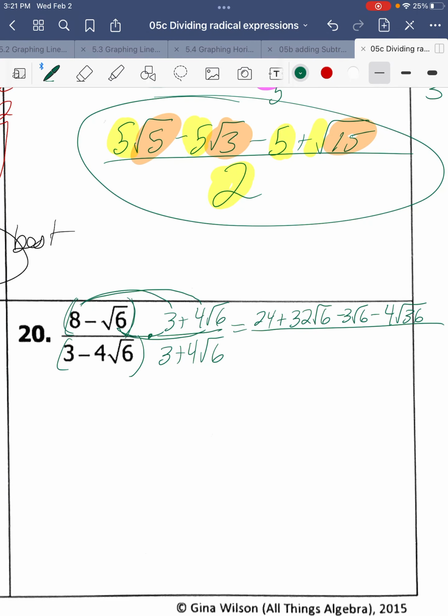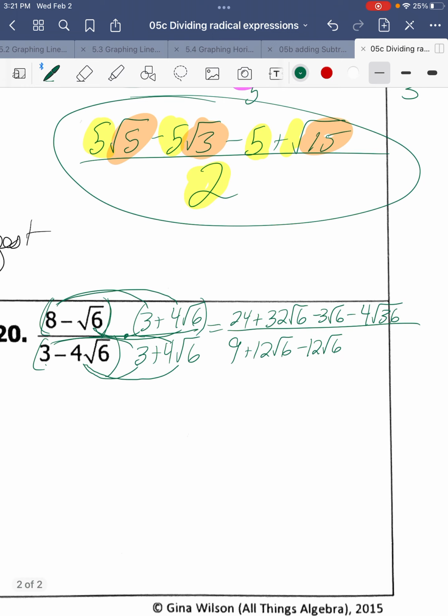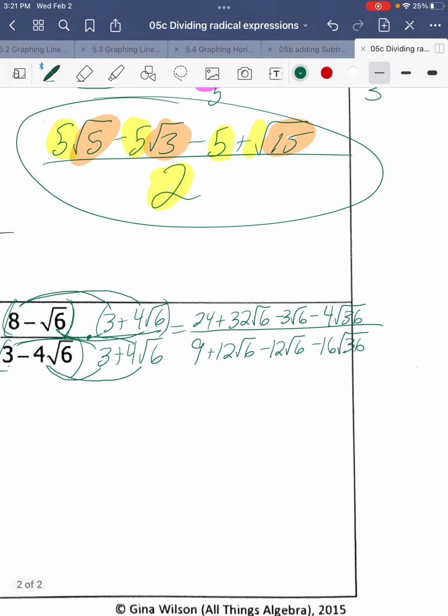You had 2 terms times 2 terms. You should get 4 terms, and that's what I have here. So 3 times 3 in the denominator is 9. 3 times 4 is 12, and square roots of 6. Negative 4 square roots of 6 times 3 is a negative 12 square roots of 6. Cool, those are going to simplify to 0. Negative 4 times 4 is negative 16. Square root of 6 times the square root of 6 is 36.